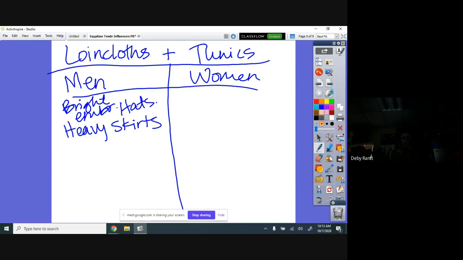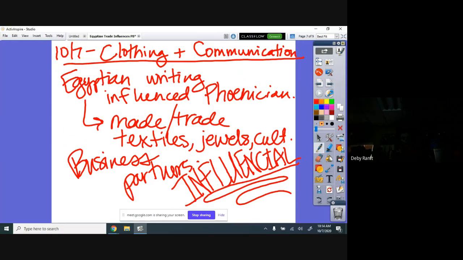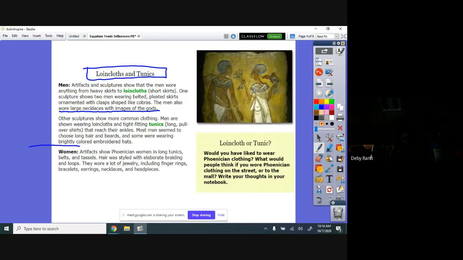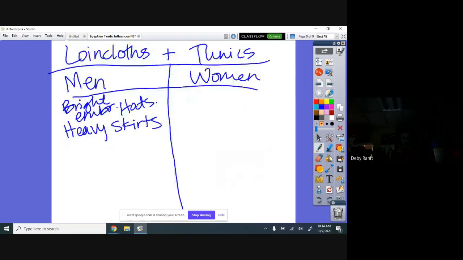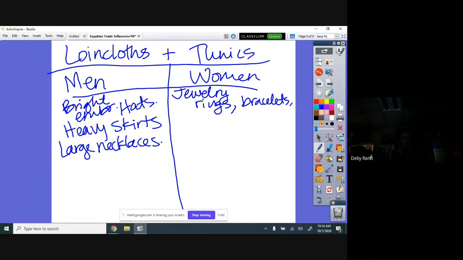The women wore a lot of jewelry. Ooh, lots of jewelry. Was it only the women, or did both men and women wear lots of jewelry? So you see large necklaces, images of the gods, and then this one was lots of jewelry, including finger rings, bracelets, earrings, necklaces, and headpieces. Holy camoly! So men still wore some jewelry, but not quite as fancy stuff. So large necklaces. And then they liked rings, of all kinds, right? Bracelets. So ear, finger, right? And headpieces. Ooh, and headpieces.